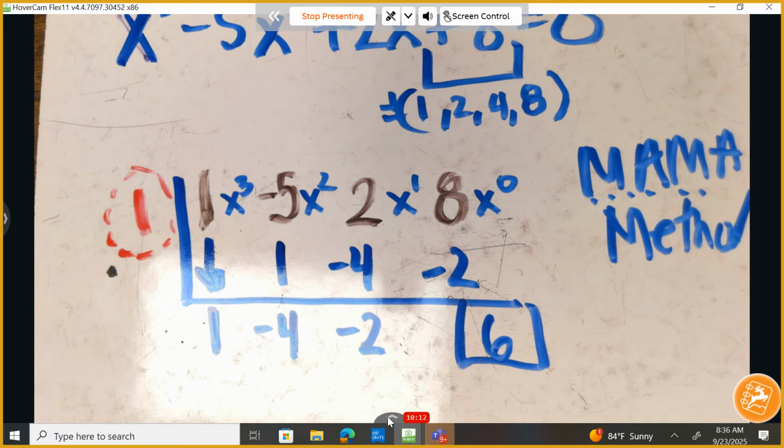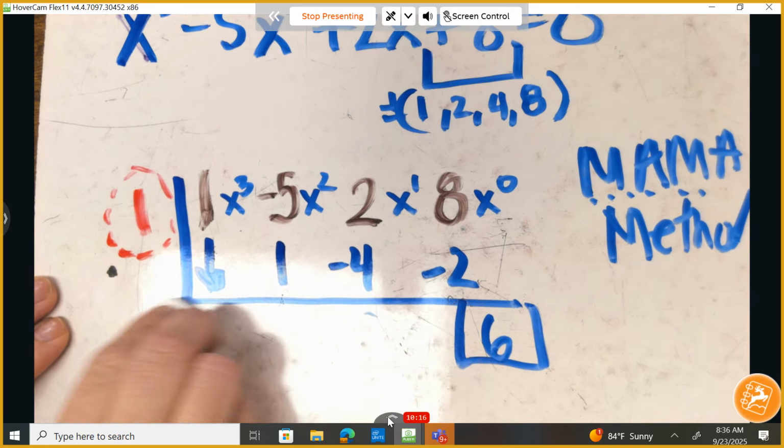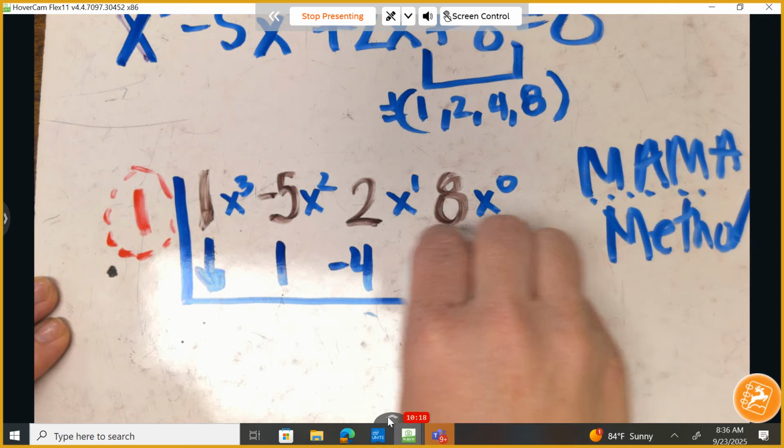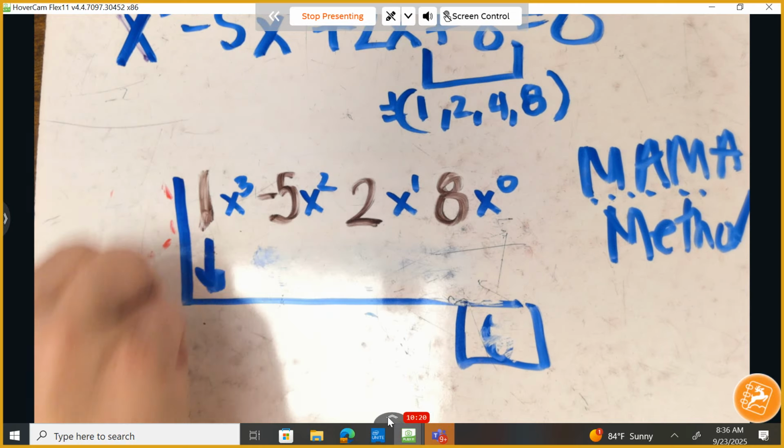Did 1 work? Yes or no? No. Here's why I like using a board. You ready? I can be kind of lazy. I'm just going to go over the top of this, and I'm going to erase this, and I'm ready to check the next number.